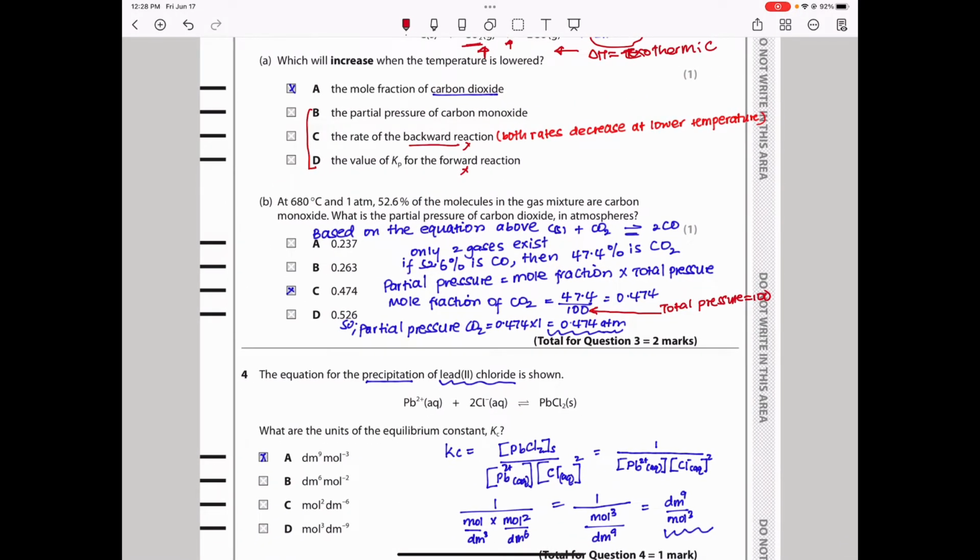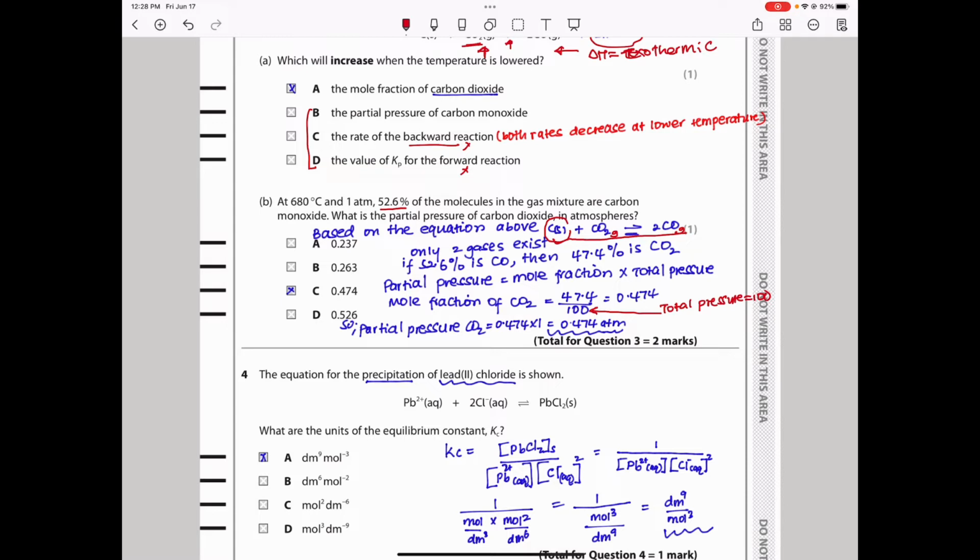And part B says, at 680 degrees Celsius and 1 atmosphere, 52.6% of the molecules in the gas mixture are carbon monoxide. What is the partial pressure of carbon dioxide in atmospheres? So based on this equation, you can see we have only two gases. Carbon dioxide is a gas and carbon monoxide is a gas. The carbon, which is a solid, does not contribute to the gas, and therefore it does not contribute towards the total pressure.